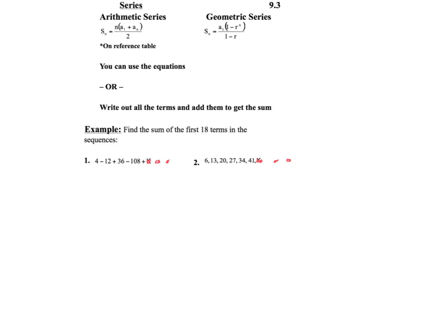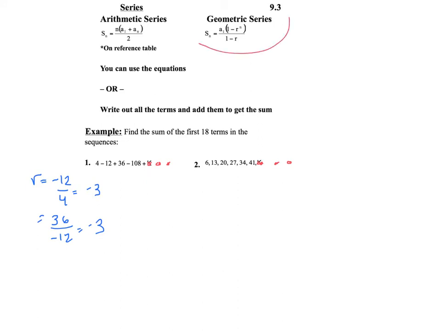So first I need to figure out if this is an arithmetic or a geometric sequence. So if I'm going from 4 to negative 12, 36 to negative 108, it has to be a geometric because it's going from positive to negative. So the first thing I want to do is find my ratio. A ratio is always the next term divided by the previous term. So negative 12 divided by 4 would give me negative 3. If I tried another pair of numbers, 36 divided by negative 12 would still give me negative 3. So either way I did it, I'm still going to get negative 3.